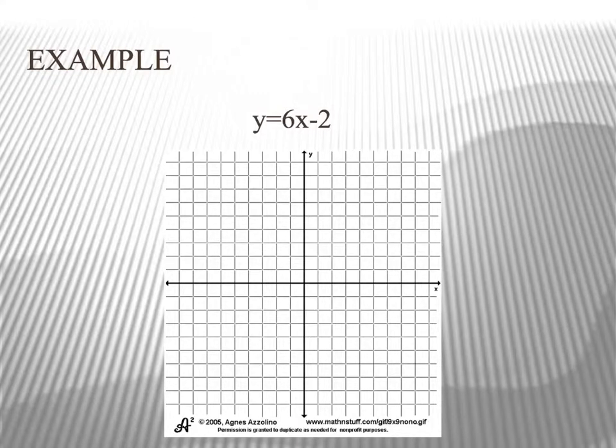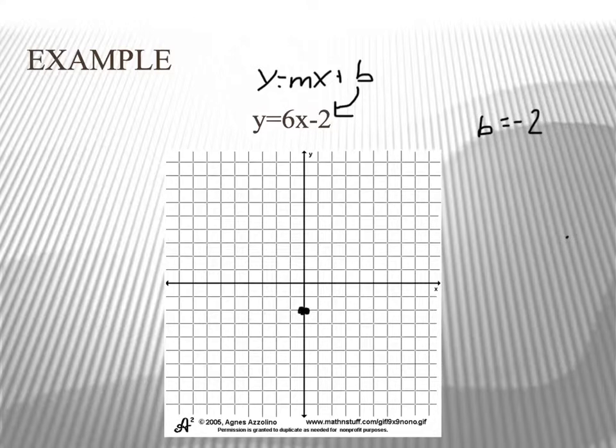First thing we want to do is find our y-intercept. In this case, y equals mx plus b, our b is -2. So on our y-axis here, we're going to go down 2, or to -2, and put a point. So we've plotted our y-intercept.